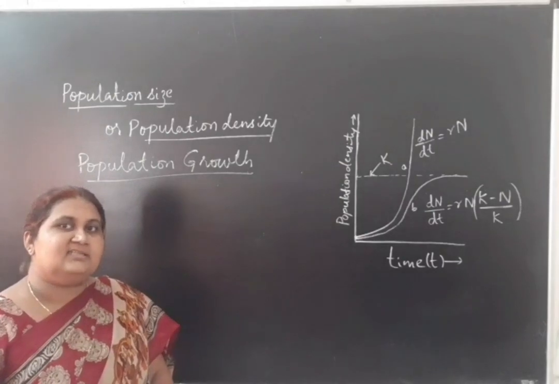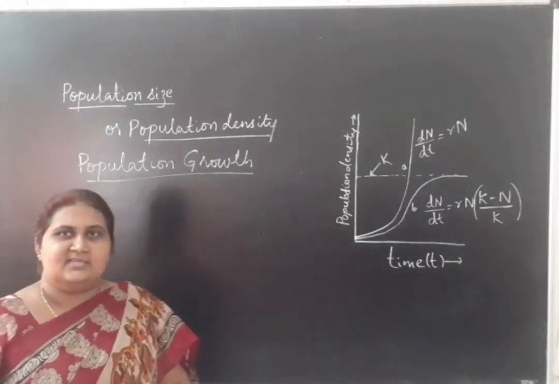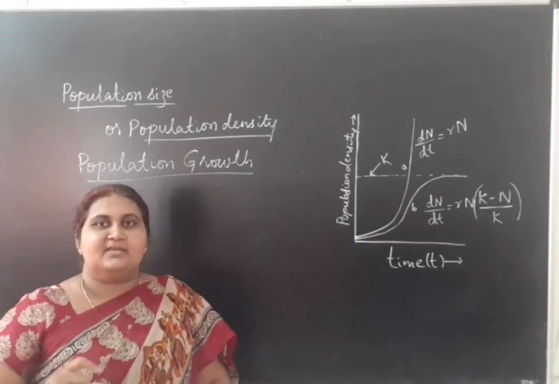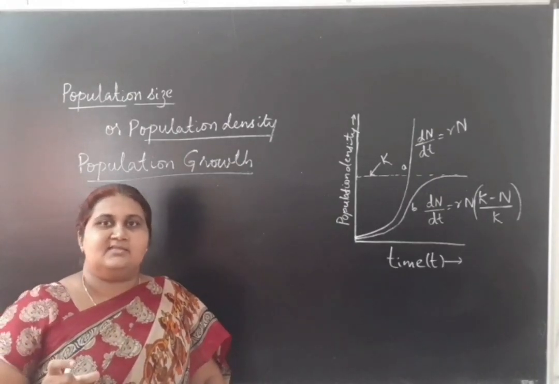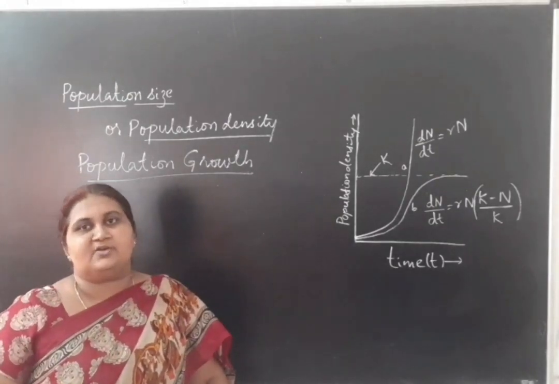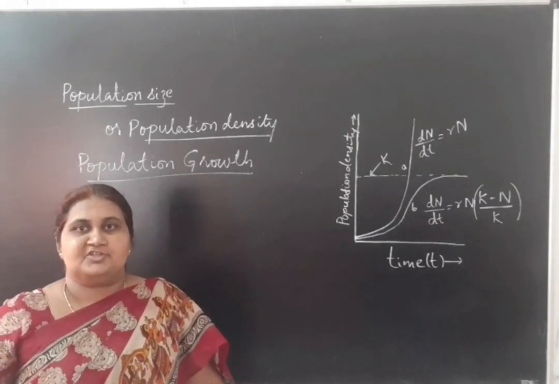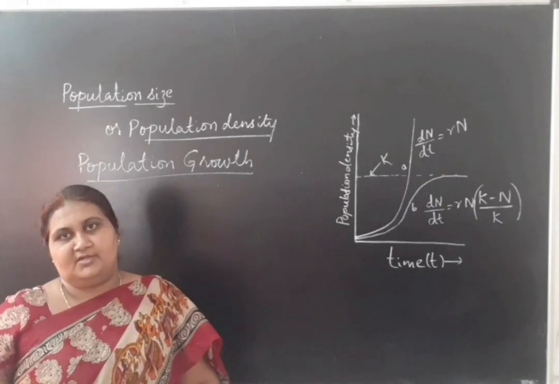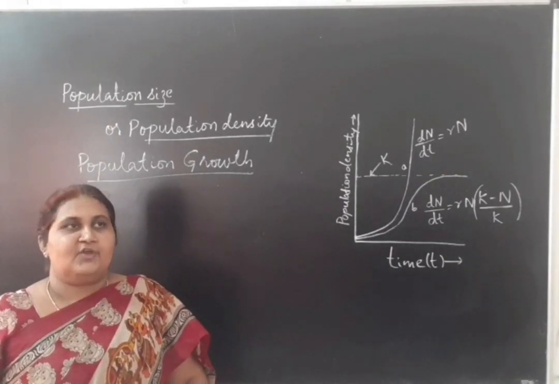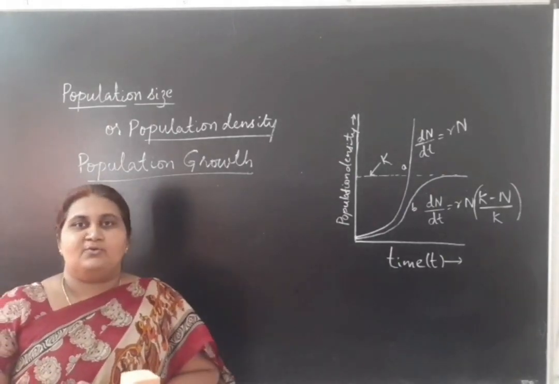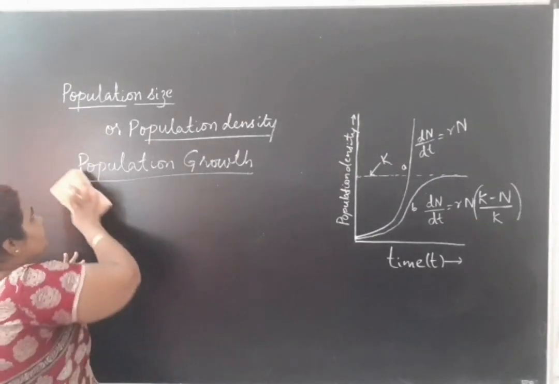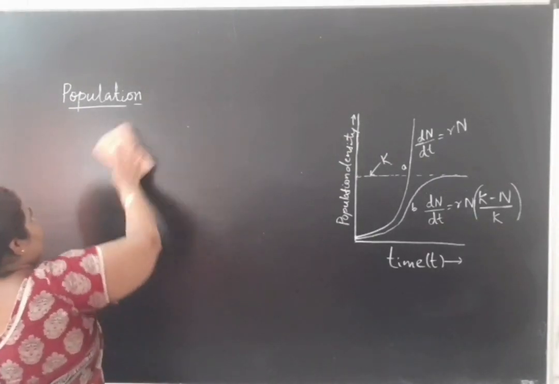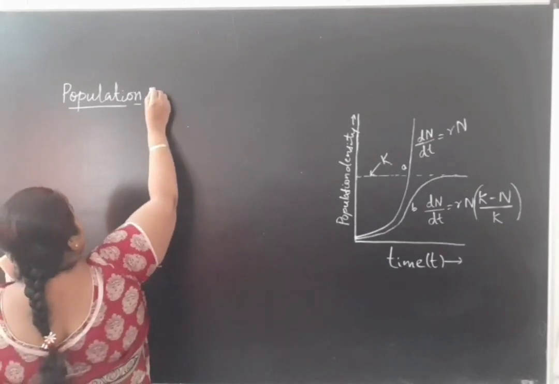How does this growth occur? It is in a definite pattern, and that definite pattern of increase in population size we call the population growth curve or population growth models. So now you are going to study about the population growth curve or population growth models.